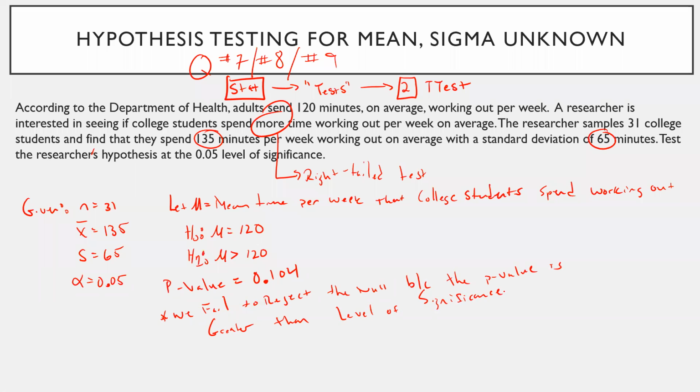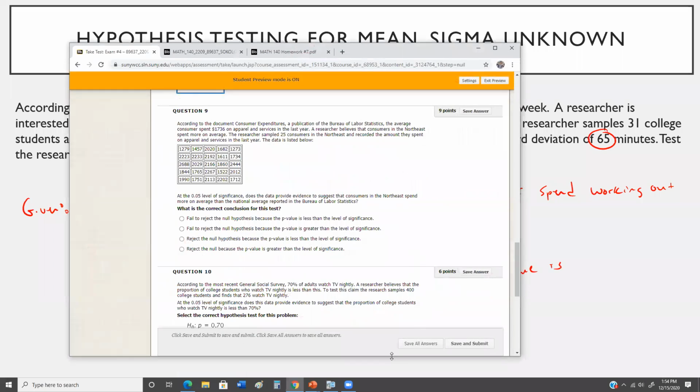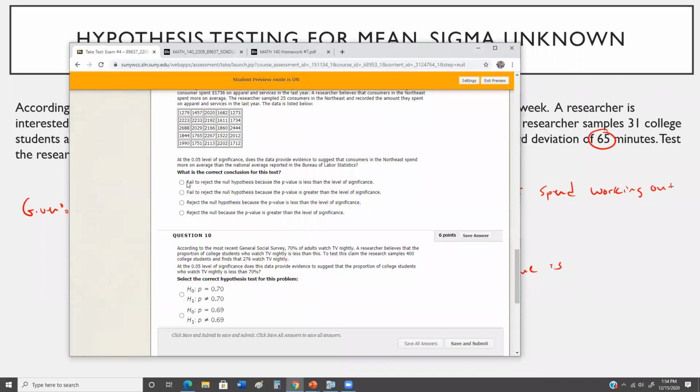So look, you just have to go on the exam, and if you think that's the option, so fail to reject because the p-value is greater than the level of significance, you would select this one right here. Make sense? I'm not saying that's the answer for this problem. I'm just saying if you think that's the answer, that's what you would select.